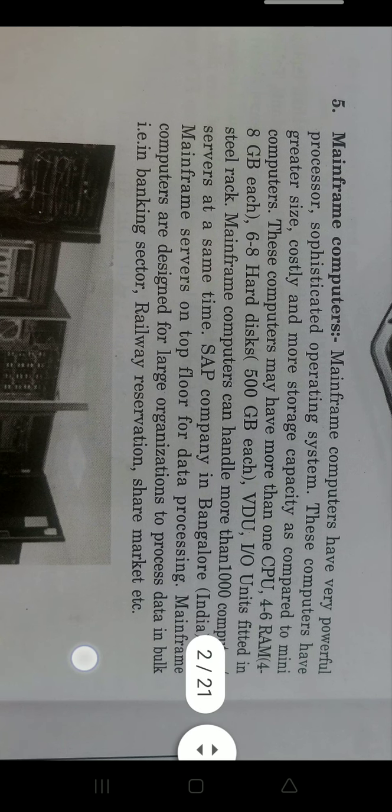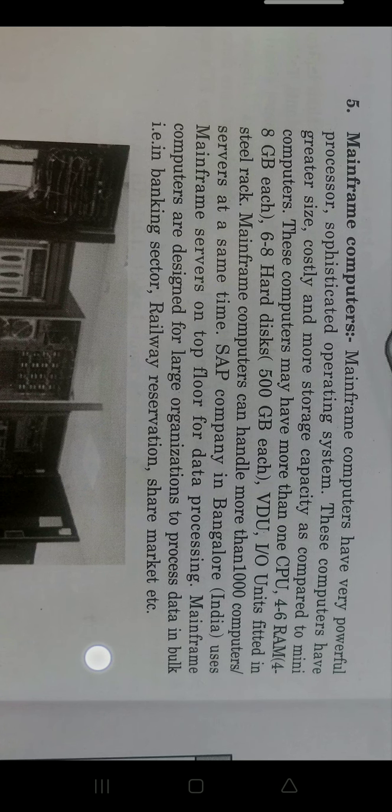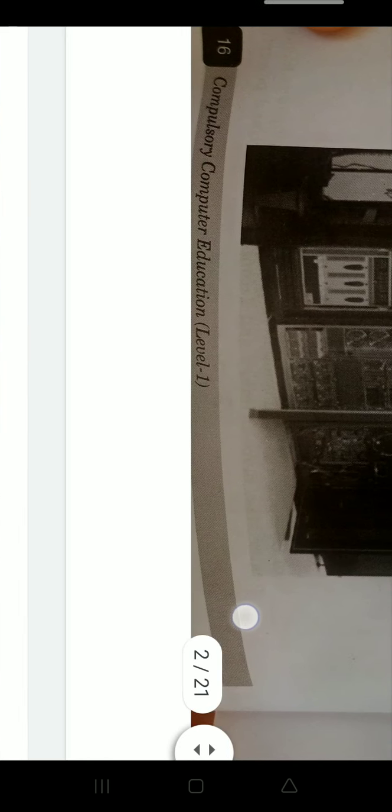Mainframe computers have very powerful processors and sophisticated operating systems. These computers have greater size, are costly, and more storage capacity is required. Now it is using many processors, more than one CPU, and many hard disks and input output devices are used. Mainframe computers can handle thousands of computers per server at a time.